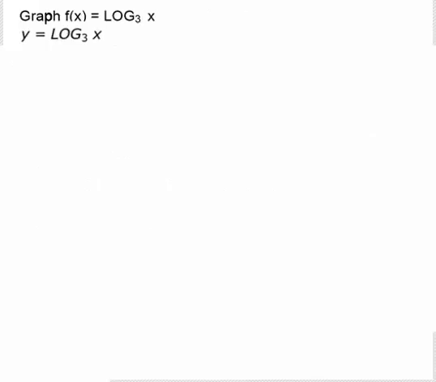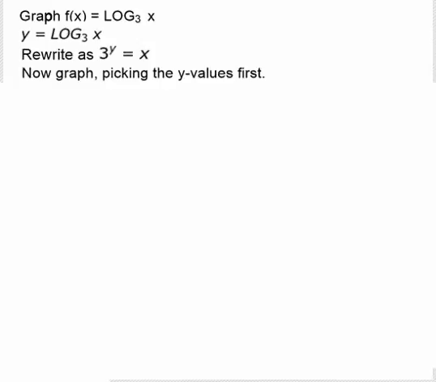And now we're going to look at graphing a log function. Here we have f of x equals the base 3 log of x. The first thing we do is take the f of x out and put y in its place. And then we wonder how we're going to get points because we don't have a base 3 log key. Well, the trick here is to just rewrite it in exponential form. So we do that. We write it as 3 to the y equals x, and we get our points by picking the y values first.